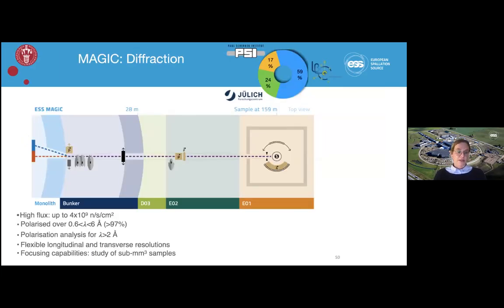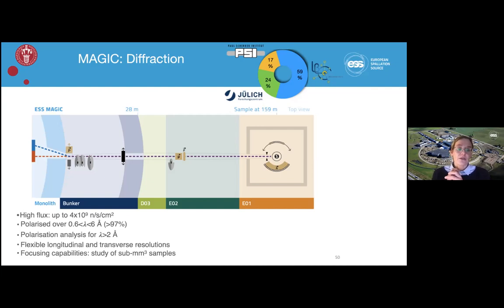So the first instrument I'd like to talk to you about is MAGIC. It's a diffraction instrument. It's an instrument that is built between PSI, Jülich and the LLB. And you see the relative contributions. It's a bispectral instrument, which means that it looks at both thermal and cold neutrons. It can extract both. And it will have a very high flux. It's a polarized instrument, completely polarized, which makes it a very useful tool, of course, for magnetism, as I said.